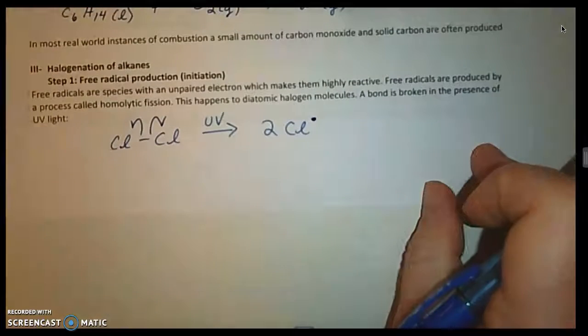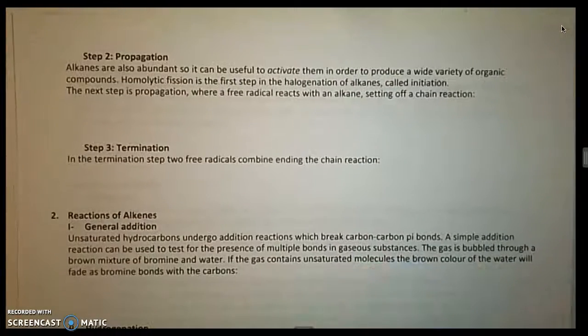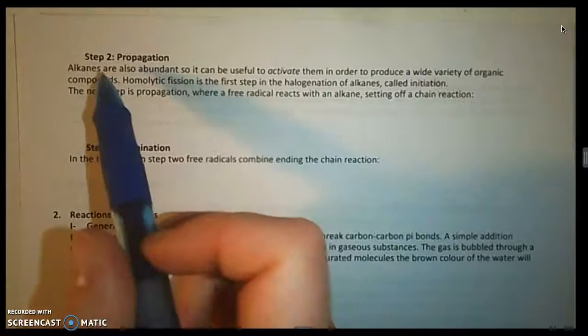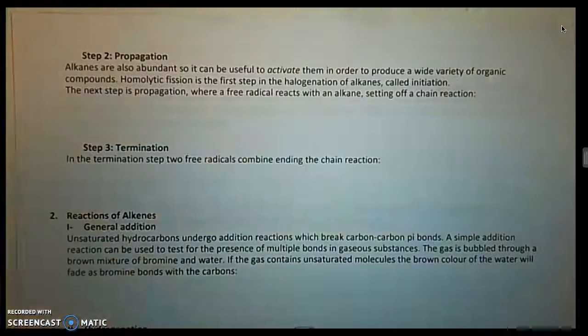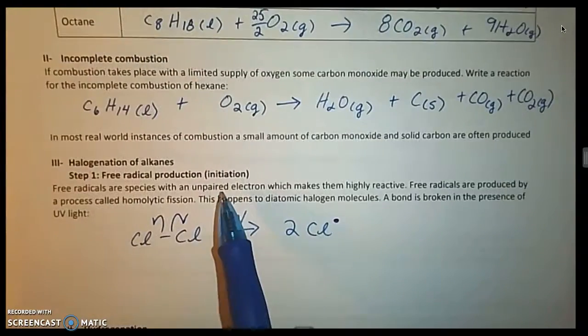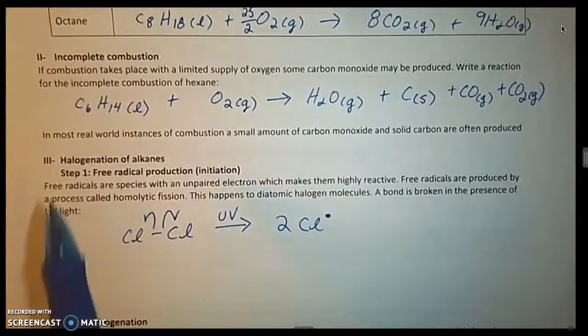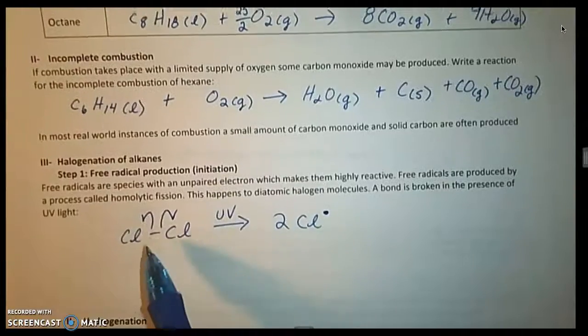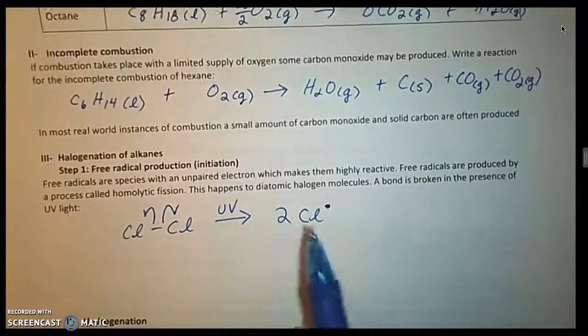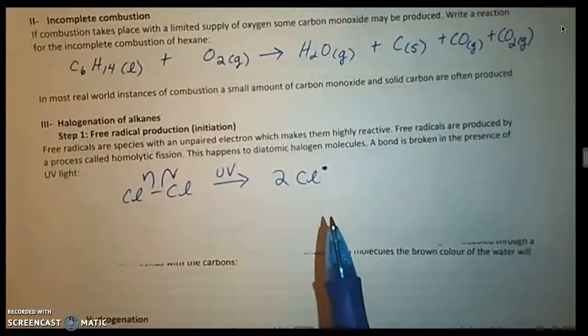So we're going to look at our next page here and see how that chlorine might interact with an alkane. Okay, so that step one, sorry, I'm just going to flip back here. That step one is called the initiation step. So the first step in this halogenation is you need to create these free radicals. Otherwise, the rest of the reaction can't proceed.